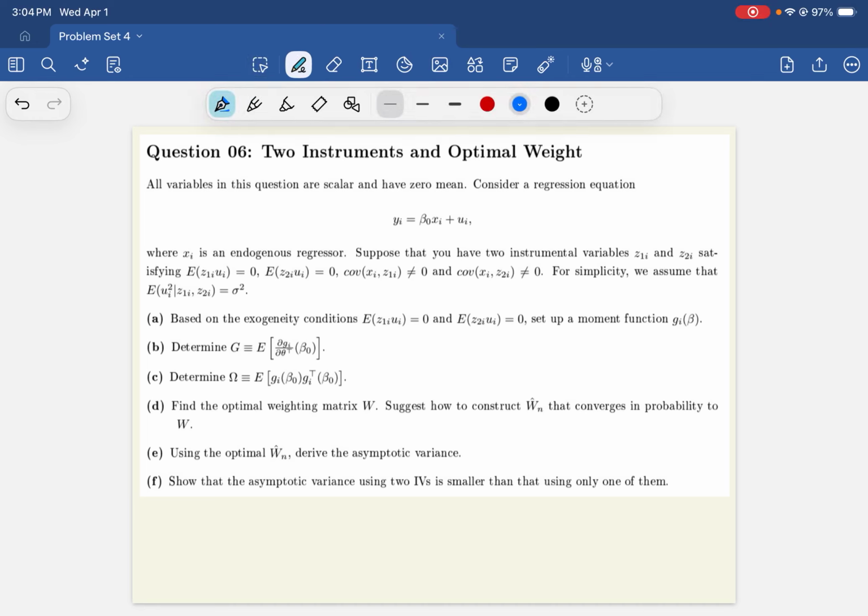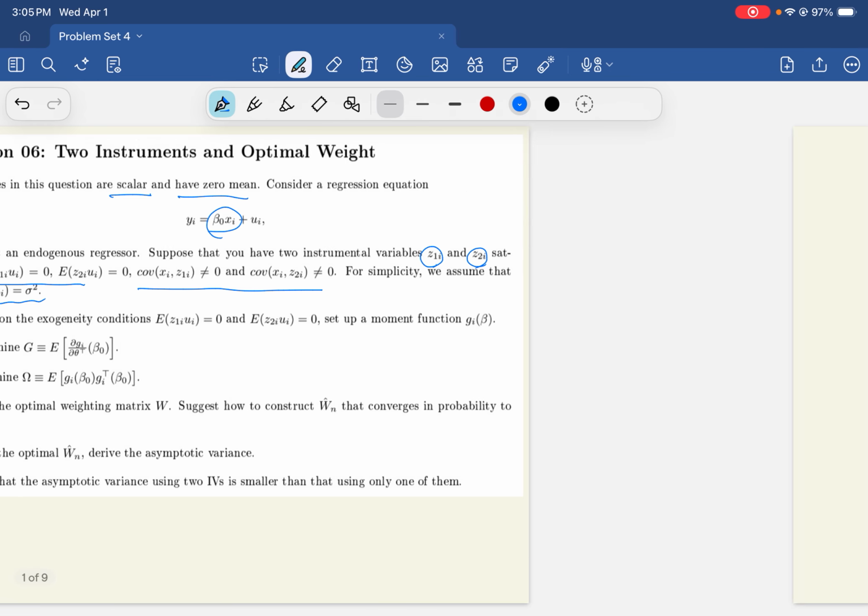Question 6 is about two instruments, and so we will study how multiple instruments are used for an endogenous variable. It is a simple one endogenous variable, and by the way, everything is scalar and has zero mean, so it is the simplest possible example. But we have two instruments, Z1 and Z2. They satisfy exogeneity and relevance, of course. And also for additional simplicity, we are assuming homoscedasticity. Okay, so let's think about it.